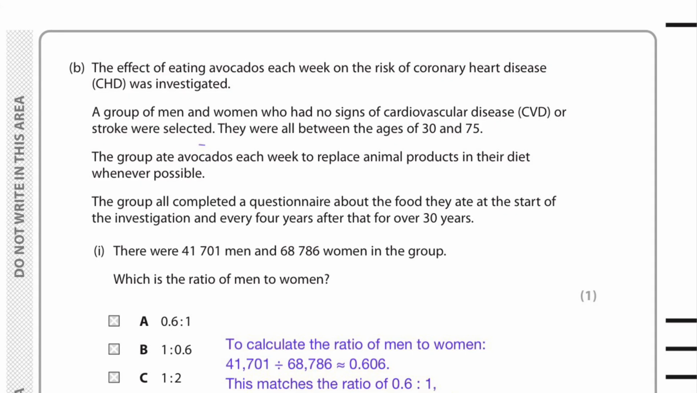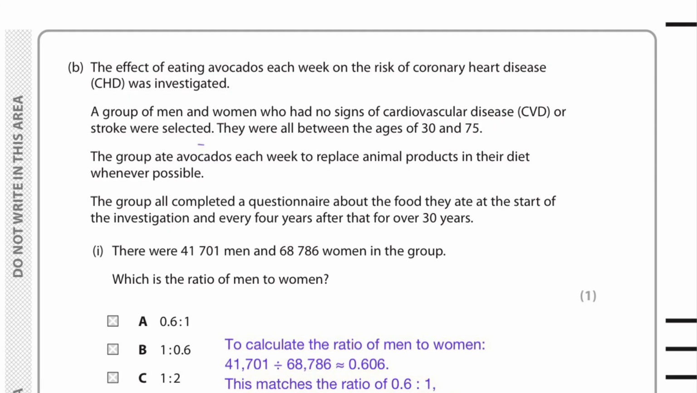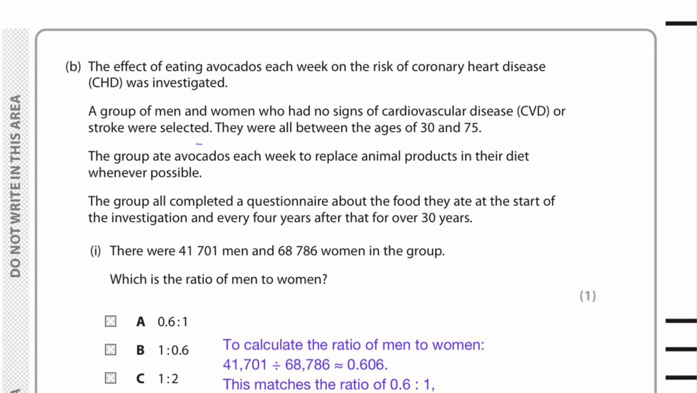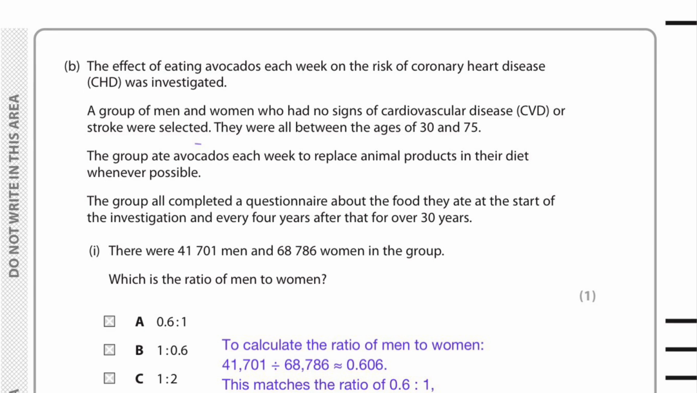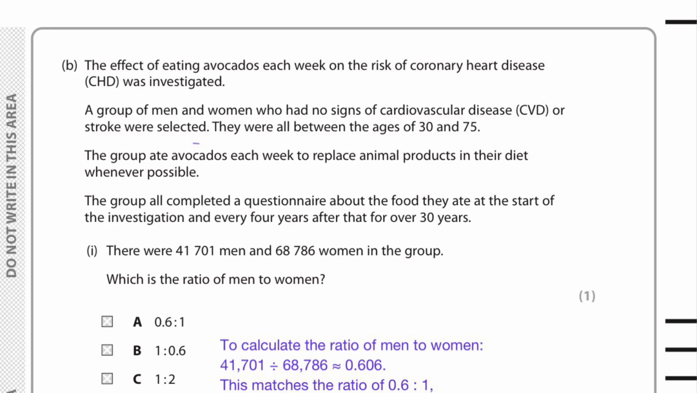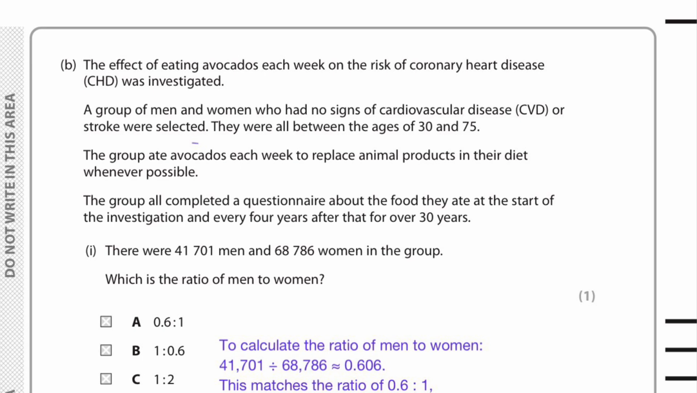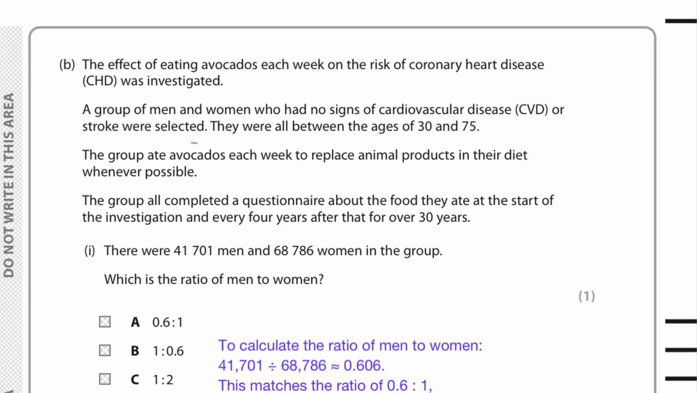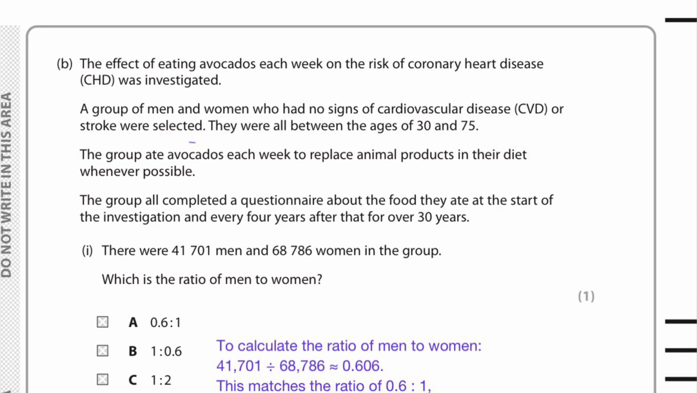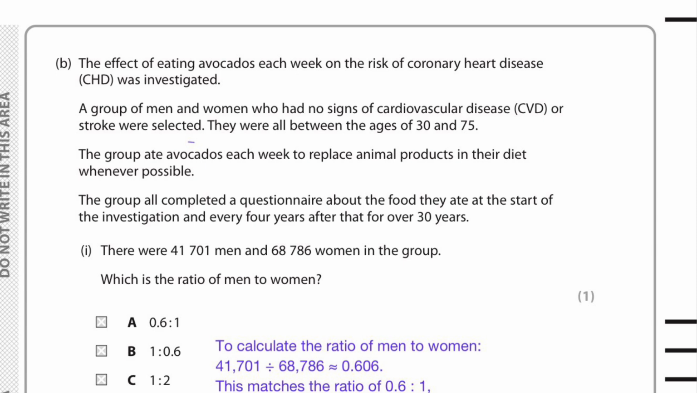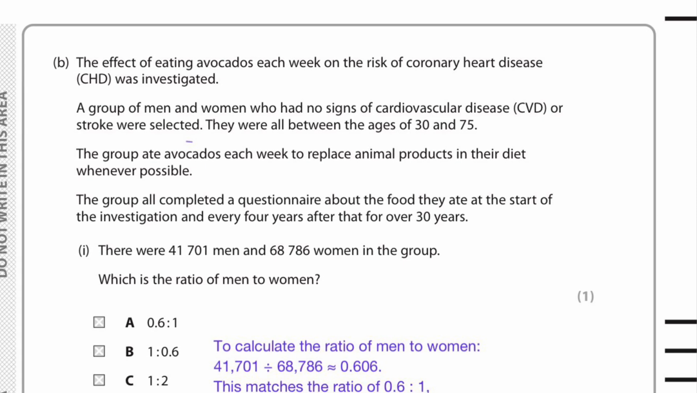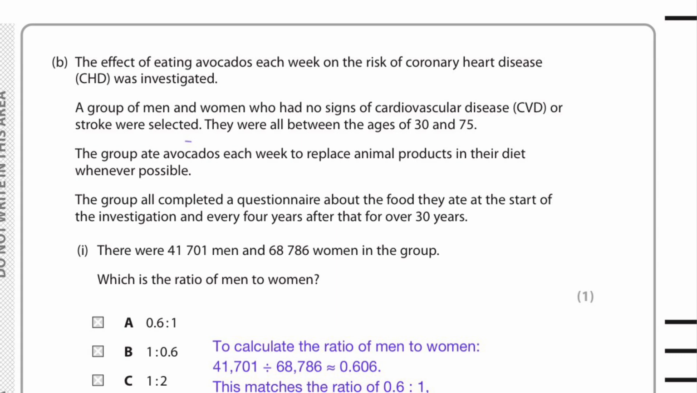In part B, they say, the effect of eating avocados each week on the risk of coronary heart disease, CHD, was investigated. A group of men and women with no signs of cardiovascular disease, CVD, or stroke were selected. They were all between the ages of 30 and 75. The group ate avocados weekly to replace animal products in their diet whenever possible. They completed a questionnaire at the start and every 4 years for over 30 years. Here they are setting up a long-term investigation about diet and heart disease risk, focusing on avocado intake.